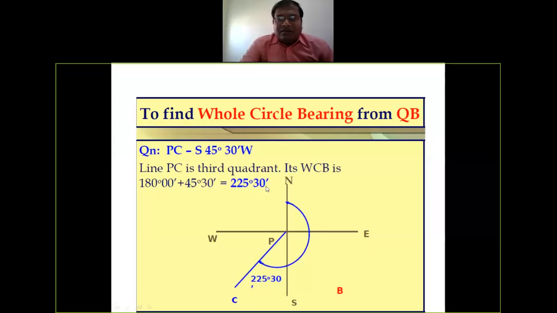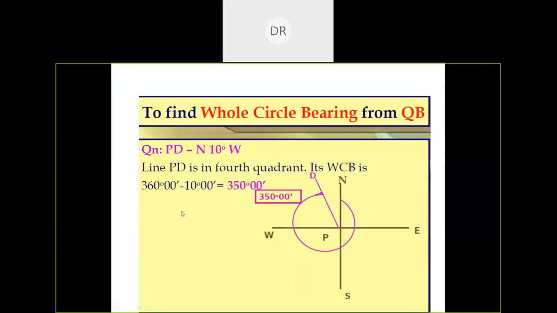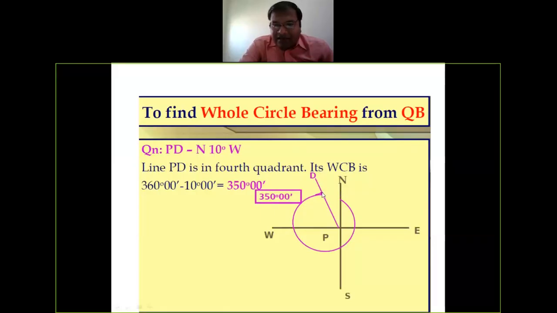Okay, then the fourth one, north 10 degree west, means this quadrant. Your angle will be from here to here. You can see my cursor. This will be your 10 degree. Total is 360. So from 360 you just deduct this 10 degree, so you will get your 350 value.